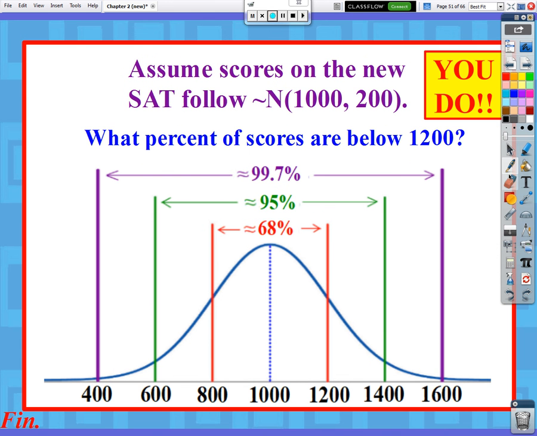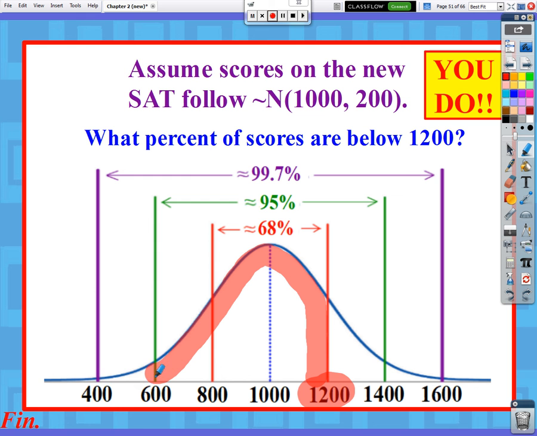So now what I want you guys to try is the last problem here. What percent of scores are below 1,200? So here's 1,200, which was exactly one standard deviation above the mean. And so I want you to go all the way. No, I don't want to go that far. I'll highlight everything underneath the curve.